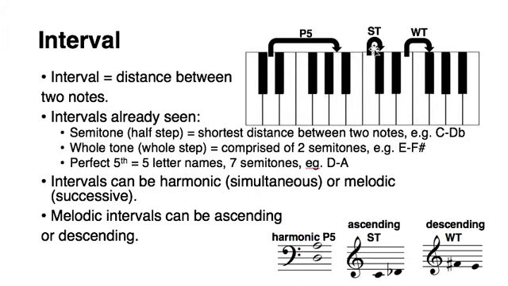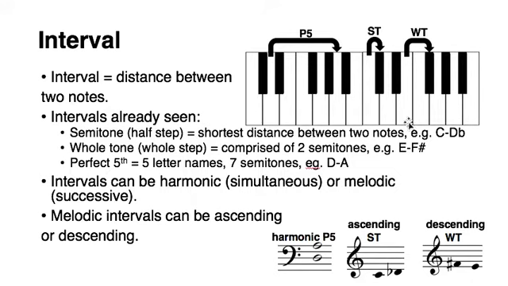Here I'm giving you some examples, both on the keyboard and here on staffs. We also saw a very particular kind of interval called the perfect fifth, which involved 5 adjacent letter names and 7 semitones, right? Like D to A. There are 5 letter names involved and 7 semitones between them.